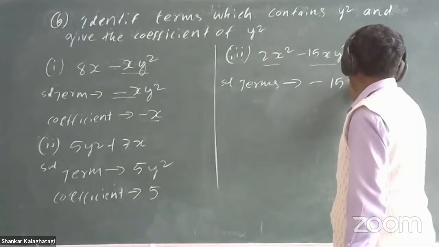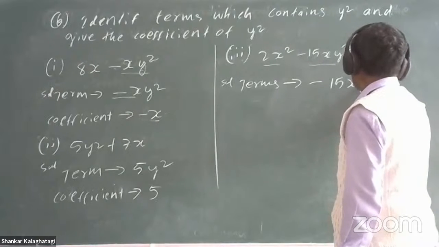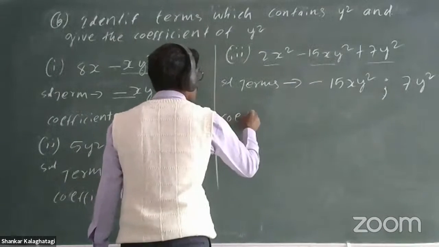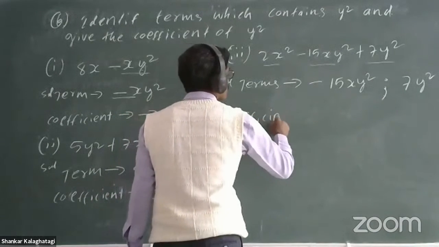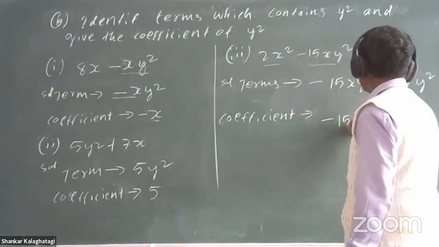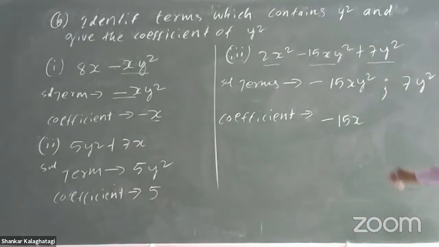Minus 15xy square and 7y square. Now the coefficients of both: minus 15x and 7. Minus 15x you have to write. Just forget about y square and write whatever remains. That is the coefficient of y square.